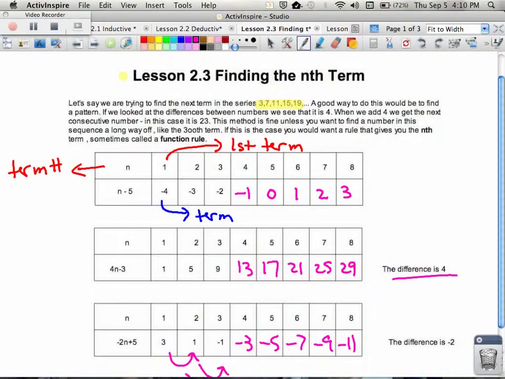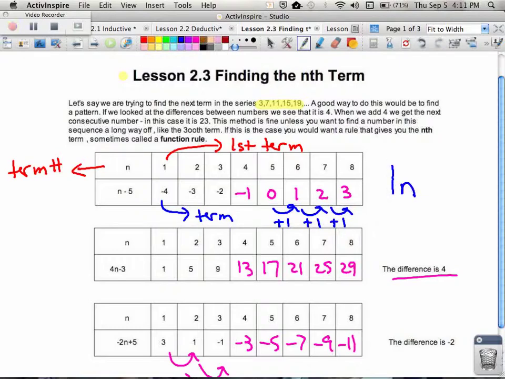Here's what I notice. In chart number 1 on this picture, every single time I was changing numbers, I was adding 1. Going from 0 to 1 was adding 1, 1 to 2 was adding 1, going from 2 to 3 was adding 1. Whatever you see there for the difference is the number that you put in front of n. So I go 1n.